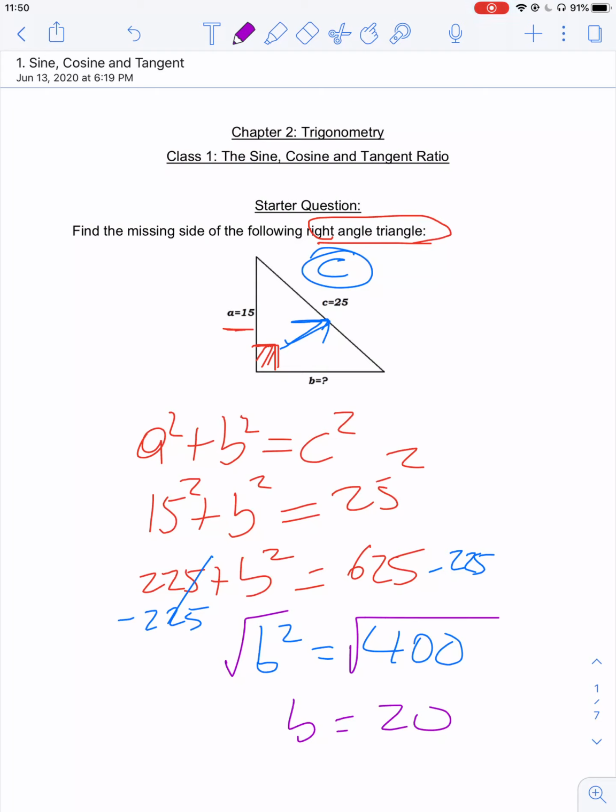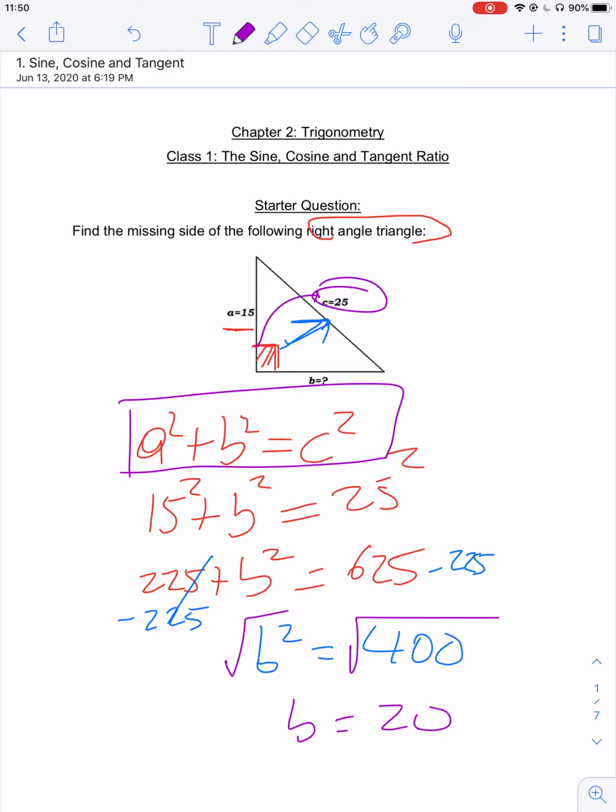So this is how you work with the Pythagorean theorem, okay? The famous formula, a squared plus b squared is equal to c squared. Remember that c is always the side that is opposite to your 90-degree angle, okay? So that's the key takeaway here. And it only works in a right angle triangle, okay?